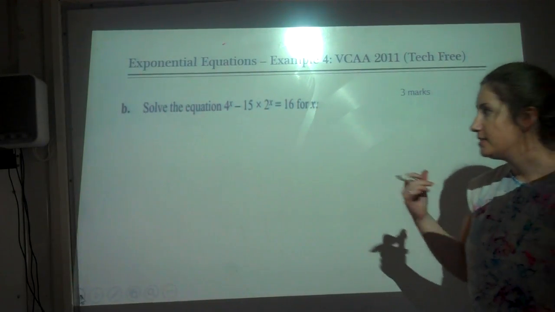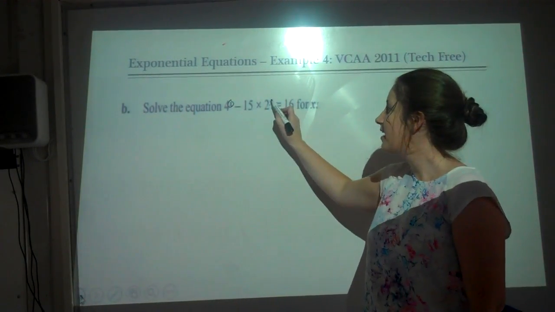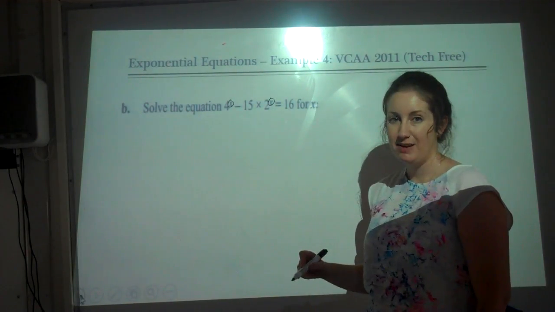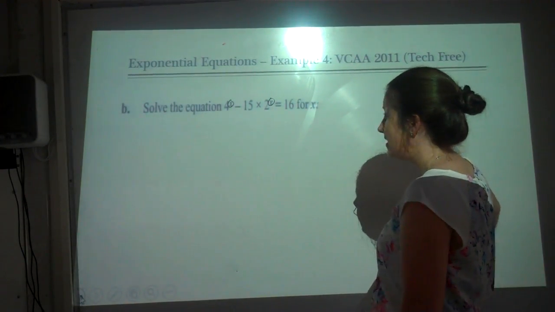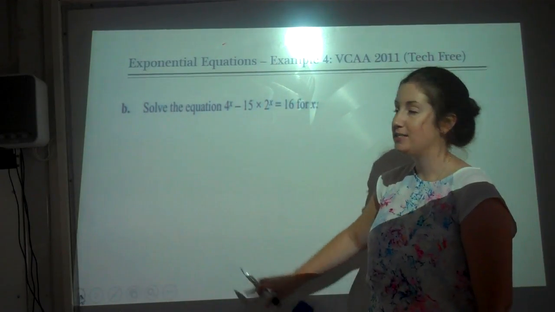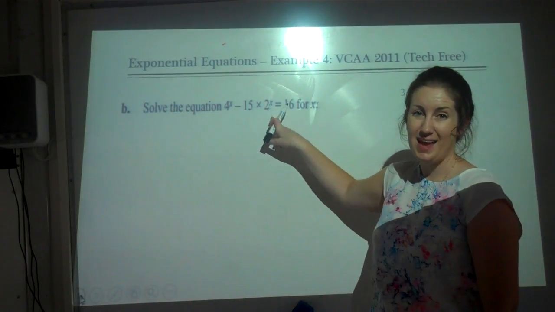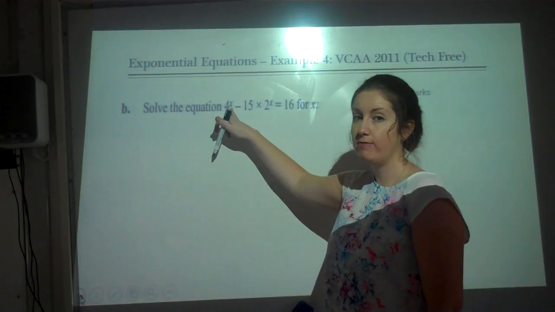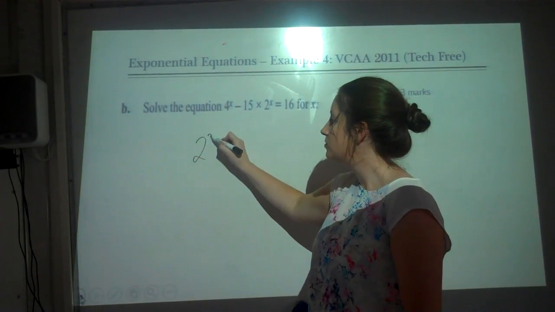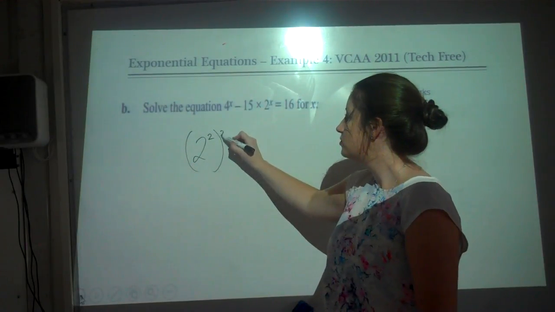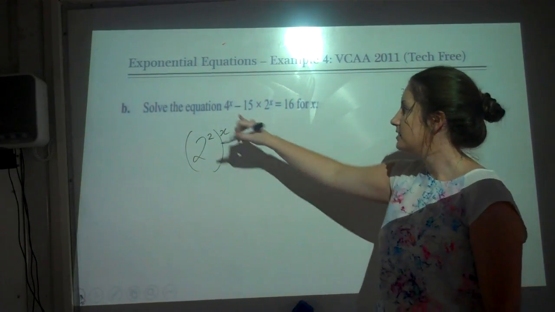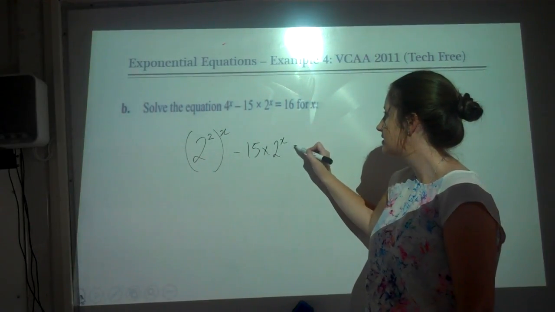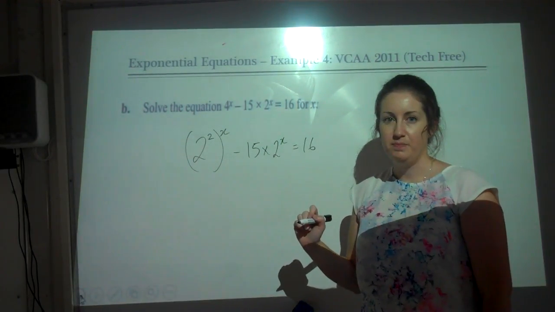How do I recognise this? Well, we've got powers of x in more than one place again. But this time I don't have a 2x, and when I'm looking at the bases, they're not identical. I've got a base of 4 and a base of 2. So what I can do is see that 4 is the same as 2 squared, and to the power of x. Minus 15 times 2 to the power of x equals 16.